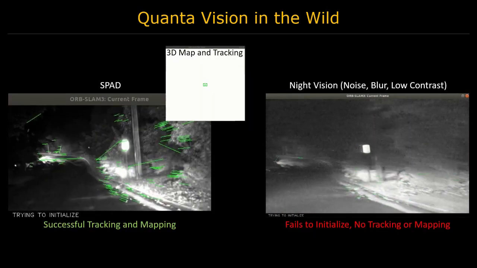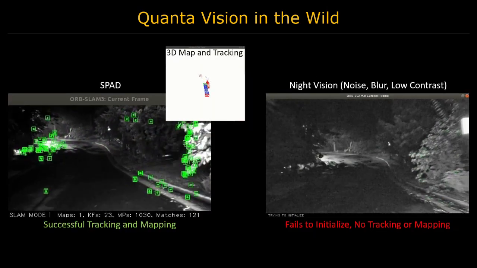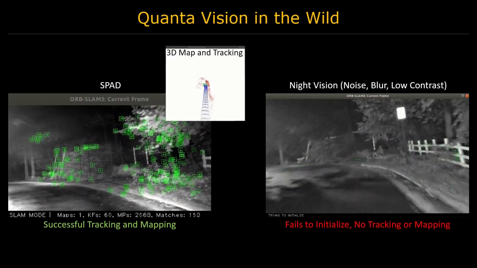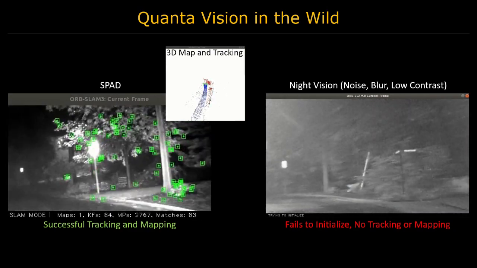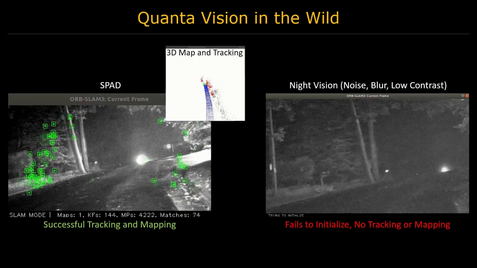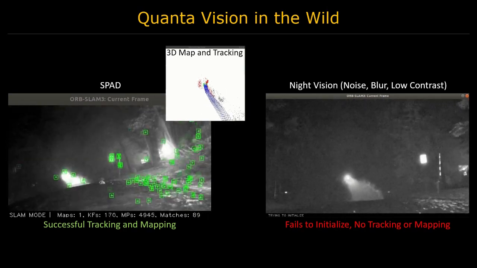In another sequence, we run SLAM to track the trajectory of the car. The SPAD is able to track the motion and reconstruct a map despite the dark environment, while the night vision camera fails to track due to noise, blur, and low contrast.